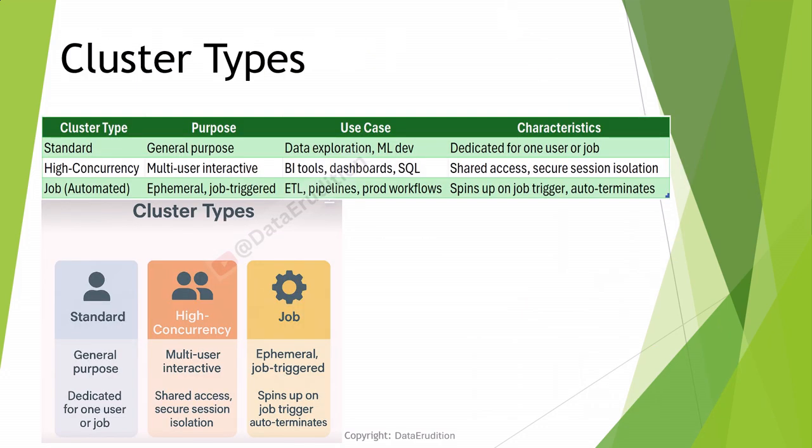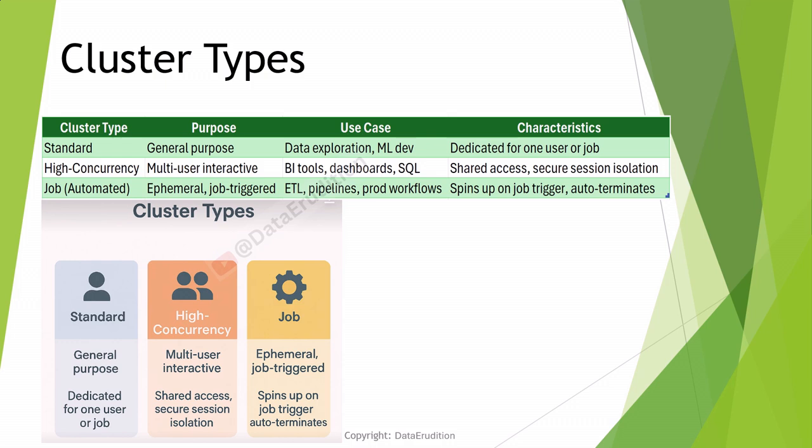Now we are going to talk about the types of clusters. There are multiple types of clusters: standard clusters, high concurrency clusters, and job clusters. Choosing the right type matters because standard is for dev work, high concurrency for shared SQL workloads, and job cluster for cost efficient automation.